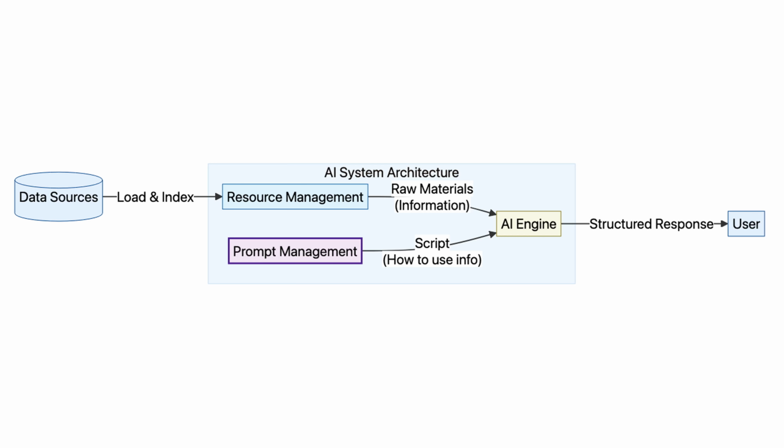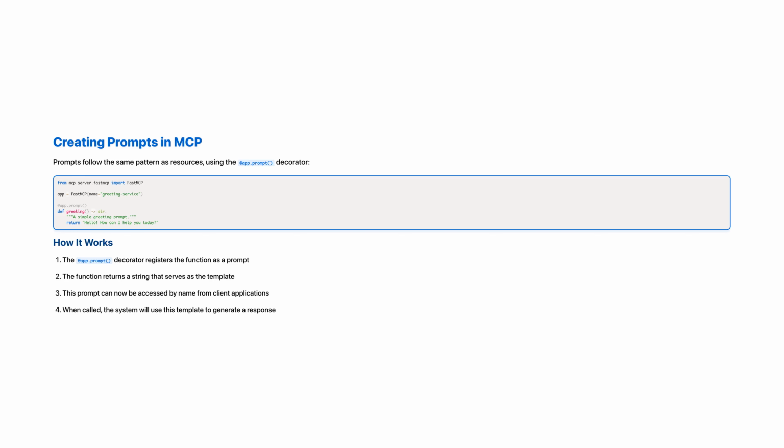It's the difference between having actors and props on a movie set versus actually having a screenplay for them to follow. Oh, that makes sense. So resources are like the raw materials, and prompts are the instructions for using them. But wait, how do I actually create these scripts in MCP?